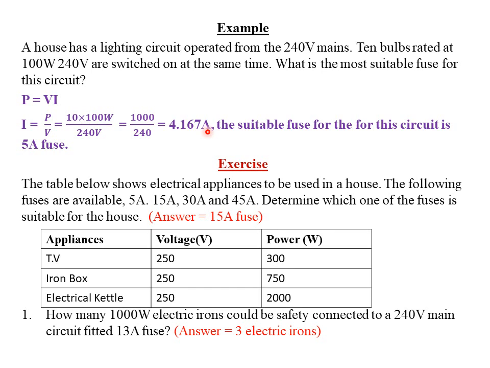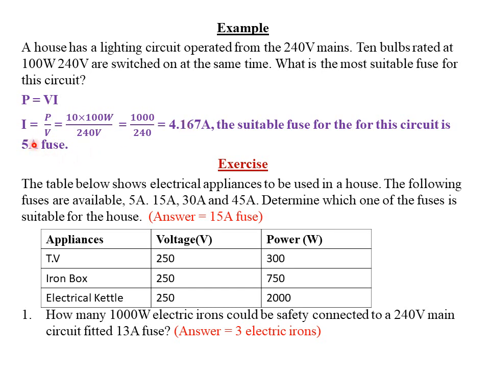Then we said that the suitable fuse for this particular circuit is a 5 ampere fuse. So we said that the fuse rating should be slightly higher than the amount of current flowing through, so that when excess current flows through, it is going to approach 5 ampere so that the fuse will blow out. Otherwise, if the fuse rating is lower than the current flowing through, then in such a case, that particular circuit is not going to work, because each time you put it on, the fuse is going to blow out.